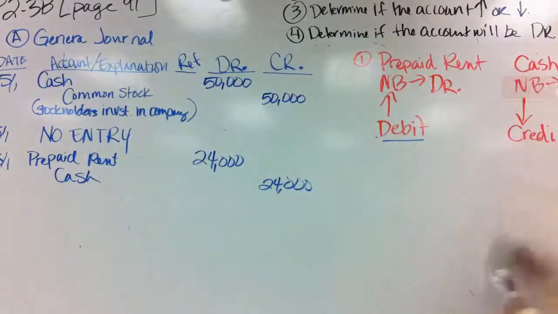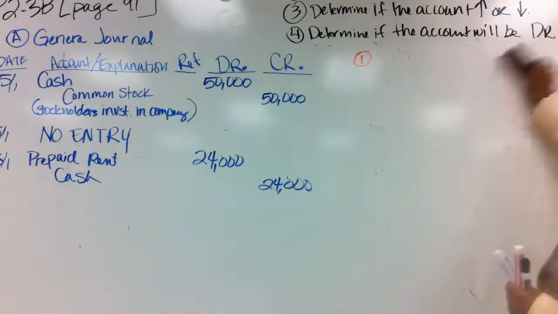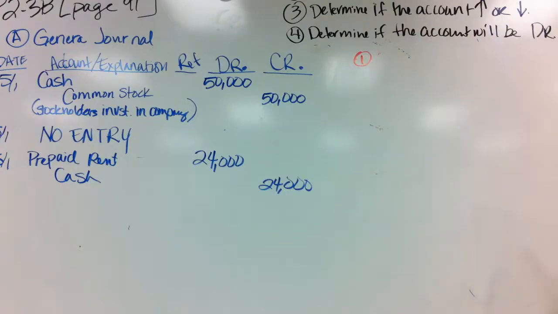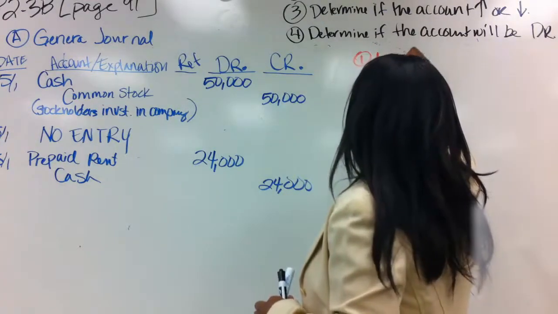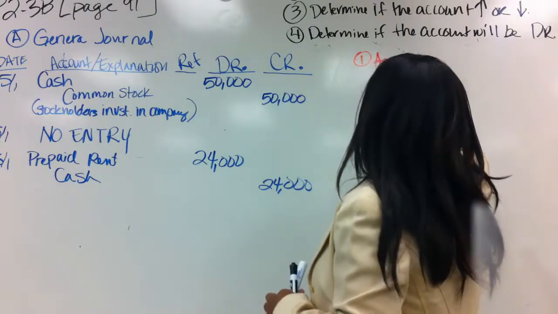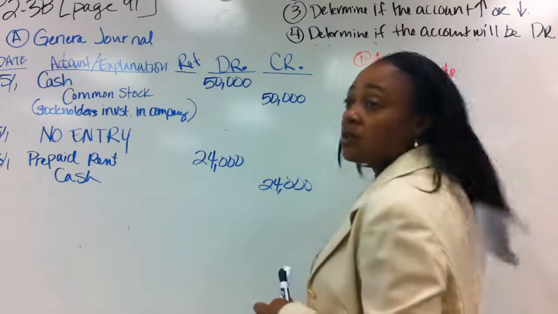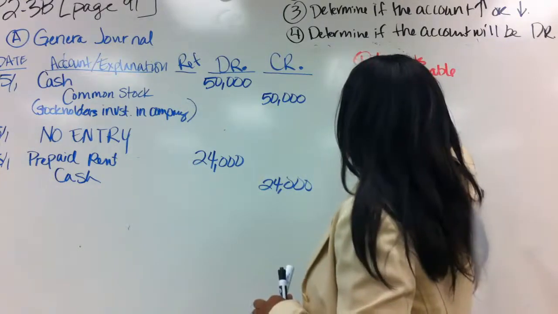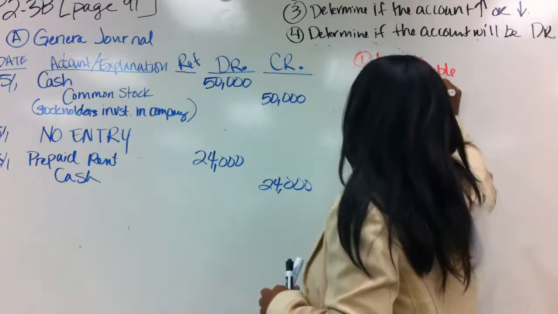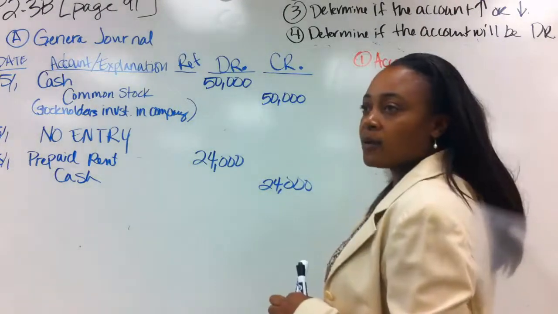So going through this process of analyzing the transaction, we have to identify which accounts we will use in our entry. You said what? Accounts payable. Accounts payable is one. Okay, and what's the normal balance of that? That's going to be credit. And is it going to go up or go down? That's going to go up.